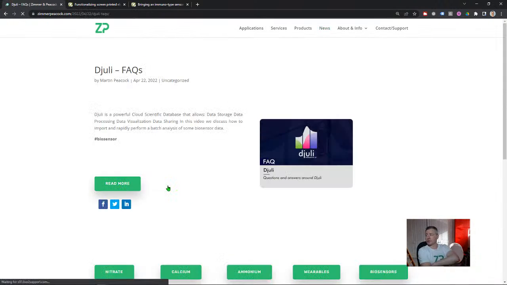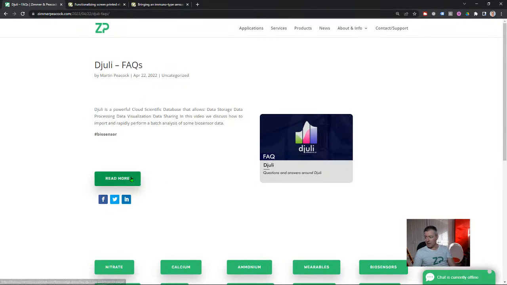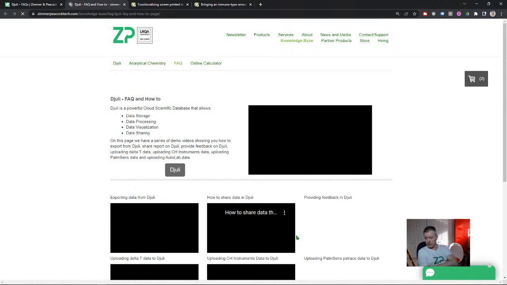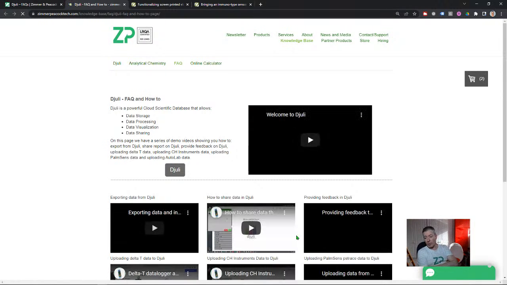Now, this might be useful as well: something that really makes Zimmer and Peacock pretty good is that we know where our data is.